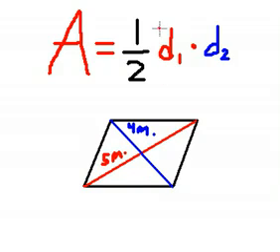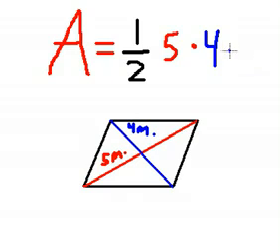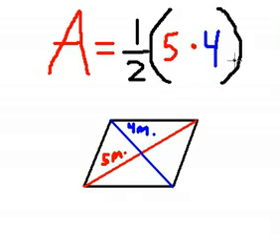Alright, so the length of diagonal 1 is going to be 5 meters. So let's change that here in our formula. And the length of diagonal 2 is going to be 4 meters. So let's change that here. Alright, now we've made our formula a little easier by getting rid of all the letters, or the variables. One thing I'd like to add, though, is I want to put some parentheses in here around the 5 times 4, just to emphasize that you need to do this math first before even worrying about this half.